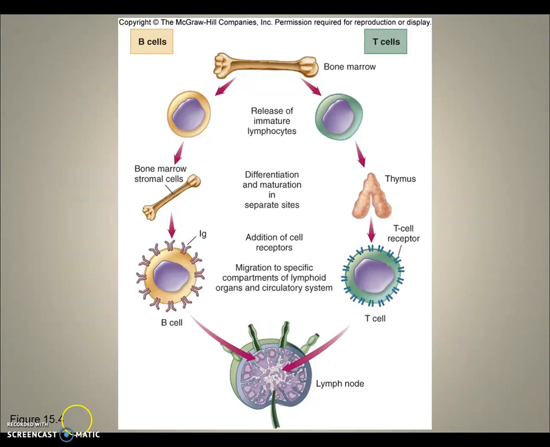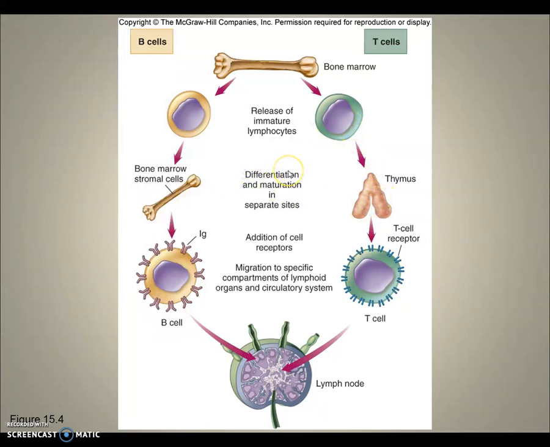All right, so here this shows you that B cell and T cell process. They're both made within the bone marrow, right? So we have B cells on this side and T cells on this side. There's a release of these immature B cells and T cells. The B cells go to special sites in the bone marrow, whereas the T cells head to the thymus.